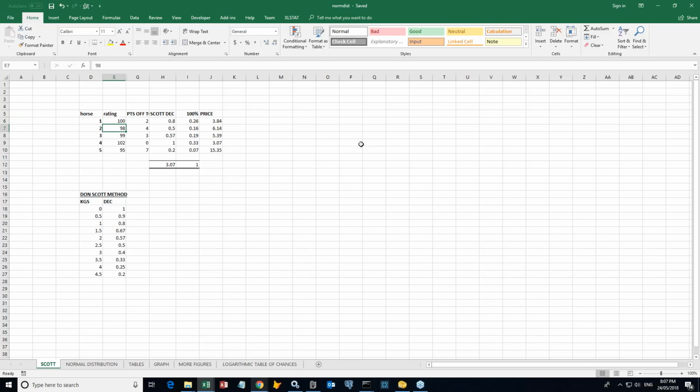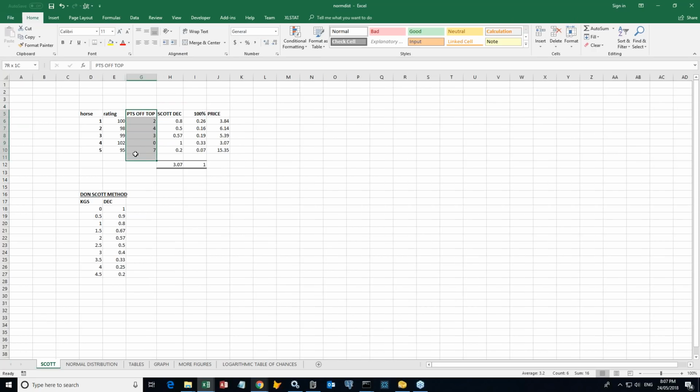So let's say these are the 5 horses, and these are the ratings I've given: 100, 98, 99, 102, and 95. So the 4 horse is my top pick, rating 102, and is 7 points or 3.5 lengths clear of the bottom one, 1 length clear of the second pick, and so on. So as you can see here, points off top is simply how many points each horse is off the top. And from there, we have to turn that into a probability.